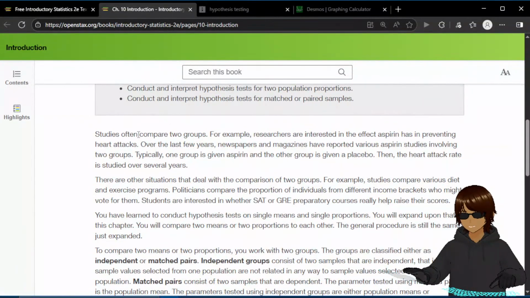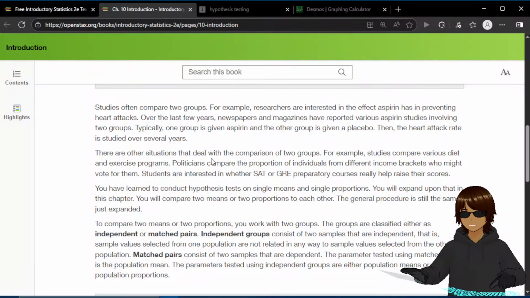Studies often compare two groups. For example, the researchers are interested in the effect aspirin has in preventing heart attacks. Over the last few years, newspapers and magazines have reported various aspirin studies involving two groups. Typically, one group is given aspirin and the other group is given a placebo. Then the heart attack rate is studied over several years.